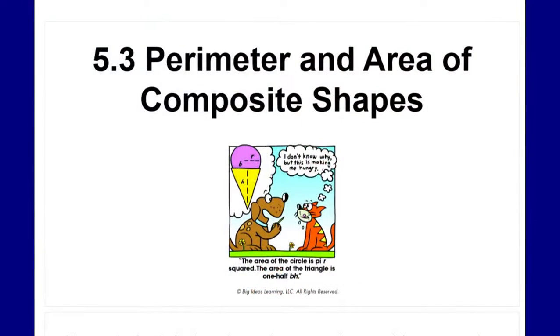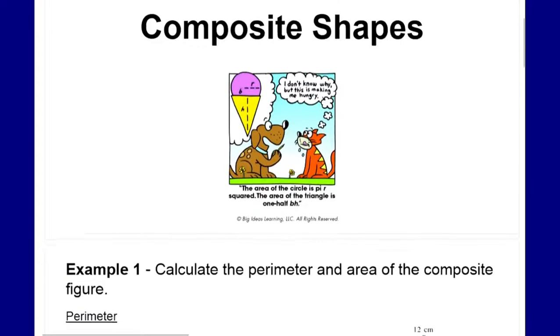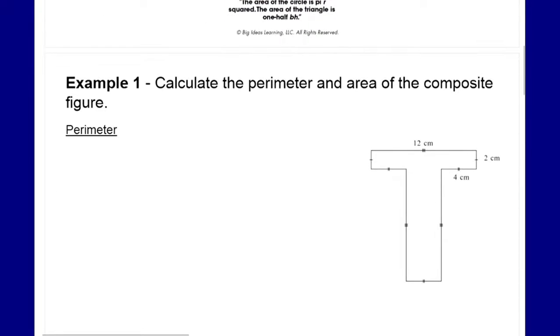In today's lesson, we are going to be looking at the perimeter and area of composite shapes. So in our first example, we want to calculate the perimeter and area of this composite figure. So what we have here is what is called a composite figure. And by looking at it, hopefully you recognize that this isn't one of our normal shapes, right?